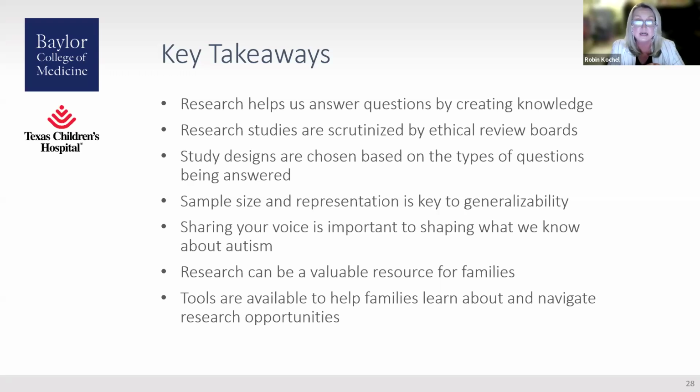Sample size and representation is absolutely key to generalizability. So we want to ensure large samples and diverse samples. Sharing your voice is important to shaping what we know about autism. And then research can be a valuable resource for families. And there are tools out there that can help families learn about research opportunities and navigate those opportunities so that they can choose the ones that are the best fit for them.